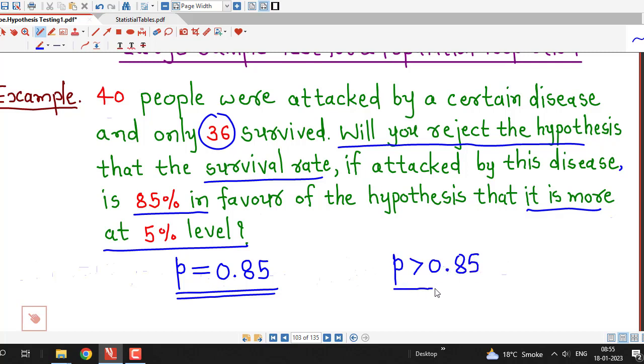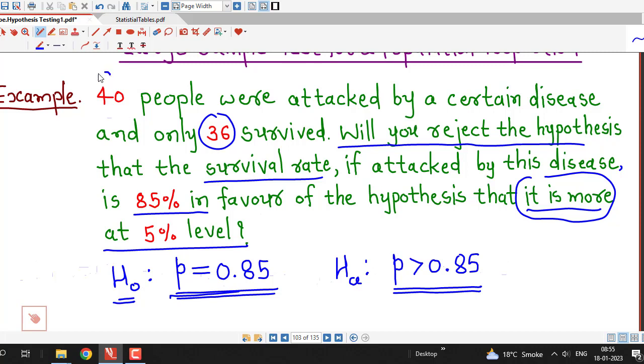So this is going to be the alternative hypothesis and this is going to be the null hypothesis. That is, the null hypothesis is population proportion is 0.85, in favor of the hypothesis that it is more, that is, population proportion is bigger than 0.85. And to test this null hypothesis, they have given the data.